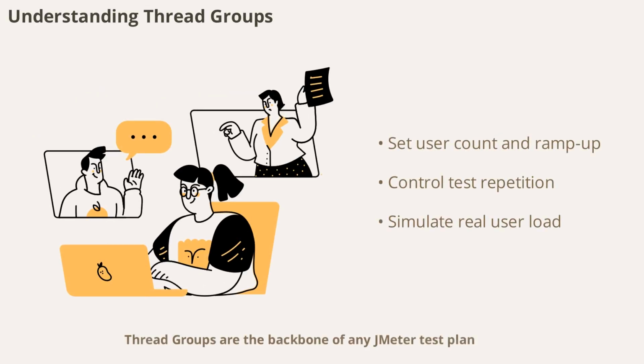Thread groups are the backbone of any JMeter test plan. They define the number of virtual users, the ramp-up period, and the loop count. In essence, thread groups let you control how many users will be simulated, how quickly they'll start, and how many times each user will repeat the test steps. This setup is crucial for mimicking real-world usage patterns and ensuring your tests are both realistic and effective.